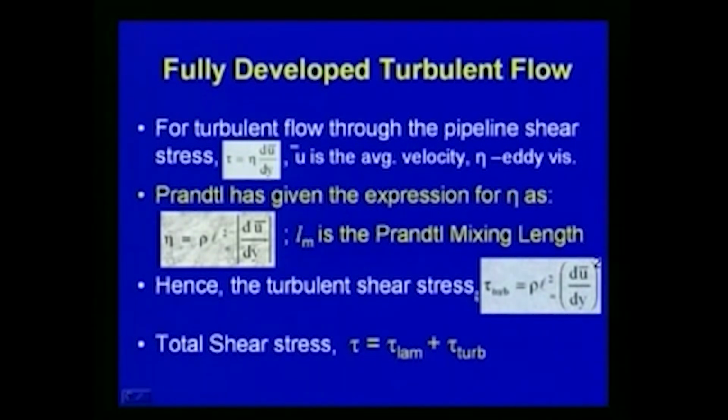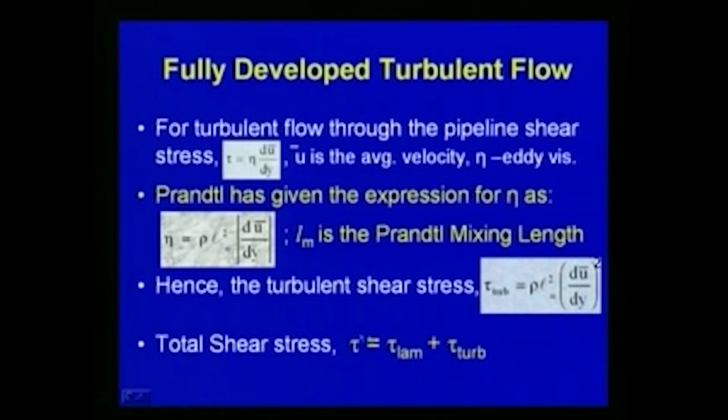Hence, the turbulent shear stress tau turbulent can be written, if we substitute for eta, as rho Lm square into du bar by dy whole square. Then, depending upon the problem, the total shear stress will be tau is equal to tau laminar plus tau turbulent.